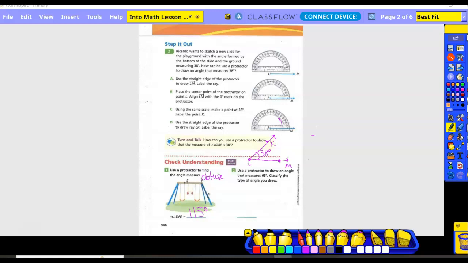Number 2, use a protractor to draw an angle that measures 65 degrees. Classify the type of angle you drew. What do we need to do first? We need to draw a ray, right? So I'm going to draw a ray. We have to come up with our own letters. I'm just going to use A, B. Then they want it to be how many degrees? 65. So we're going to use our protractor and then draw that.